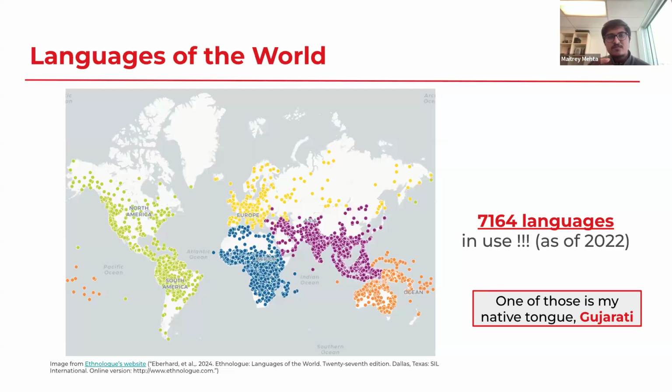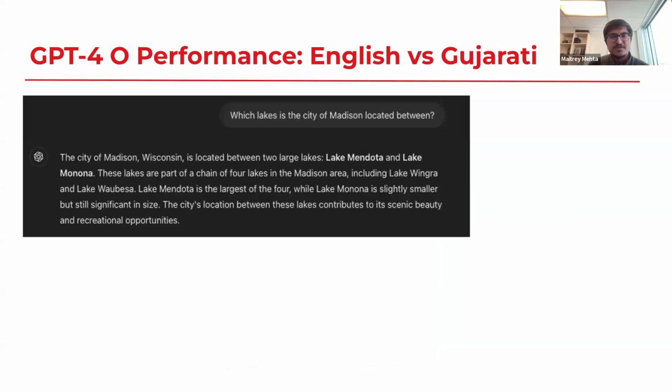So how do modern LLMs work with this particular language? I honestly love to check them out. First, I asked this question to GPT-4o: which lakes is the city of Madison located between? It identified that Madison is a city in Wisconsin, and it lies between two lakes, Lake Mendota and Lake Monona. Also, it gave me interesting trivia about two other smaller lakes that are there that I didn't know about. And overall, this is a great answer, right?